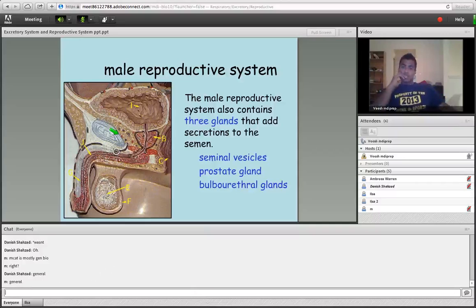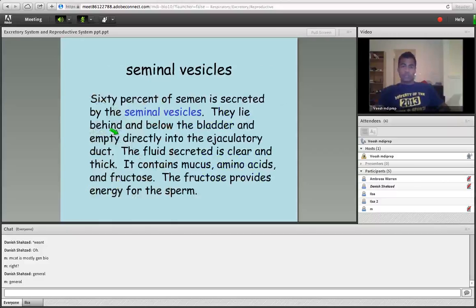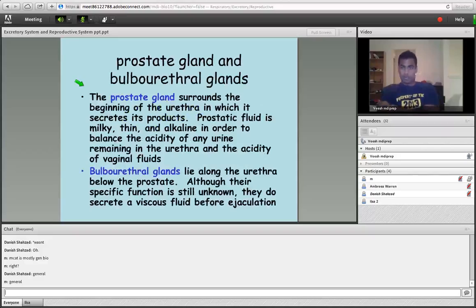The male system also contains 3 different glands that add to the secretion of the semen: the seminal vesicles, the prostate gland, and the urethral glands. Let me tell you what those things are actually producing. The majority of semen is secreted by the seminal vesicles, which lie behind and below the bladder and empty directly into the ejaculatory duct. The fluid that's secreted is clear and thick, and it contains mucus, amino acids, and fructose. The point of the fructose is to provide energy for the sperm. Sorry, guys, I'm really reading off these slides for this chapter, but it's because there's so many words on there.